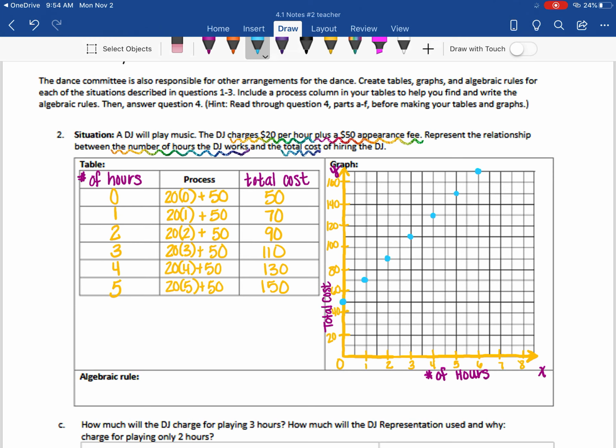Right, and then the last thing that we need to do, we need to write the rule. So let's look at the table. Whenever we're writing the rule, we need to find a certain number of things. So first let me write down our skeleton equation here.